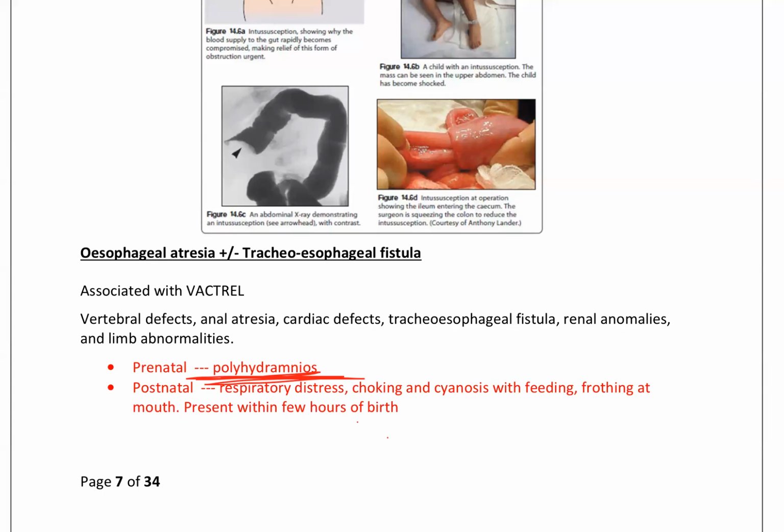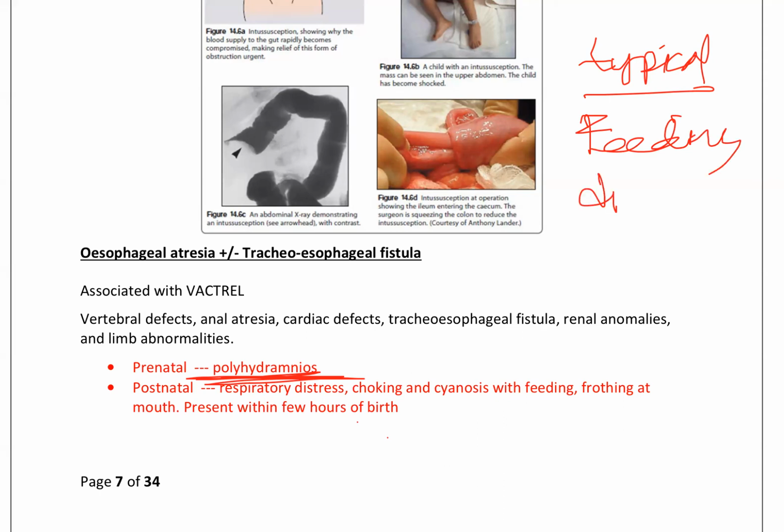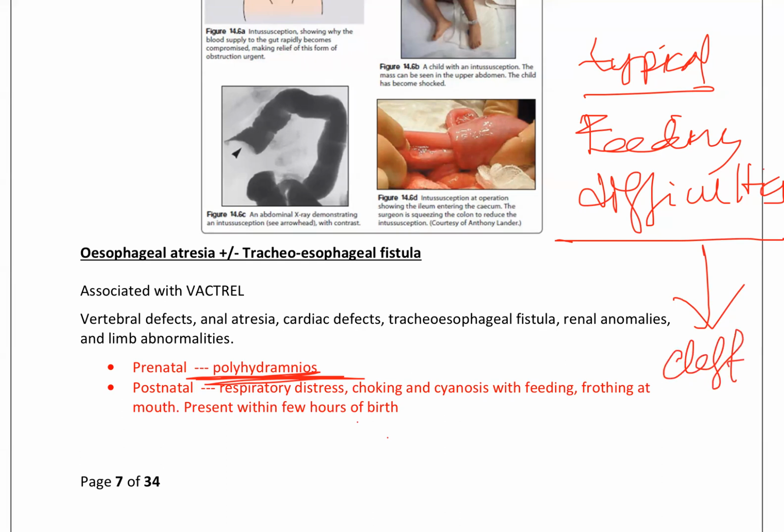Remember these things. Then after birth, what will be their typical presentation? Typical presentation is feeding difficulties. If there are feeding difficulties, remember there are some differentials. We know that if there is cleft palate, there could be feeding difficulties. Cleft palate could be associated with a syndrome, DiGeorge, Charge syndrome. So some syndromic association could be there.